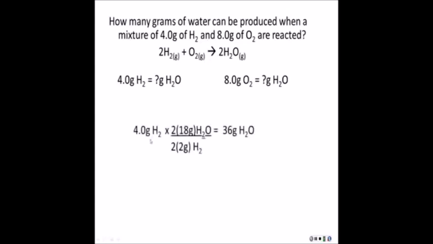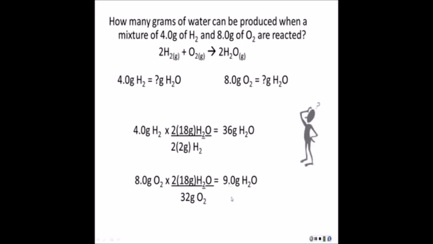So for the hydrogen, 4 grams of hydrogen can make 36 grams of water. 8 grams of oxygen can only make 9 grams of water. Well, you would have been right. And the reason I put this one in is because I wanted people to notice that even though the masses might be in that 1 to 2 ratio, the answer to the question is not. So, how are we doing so far?